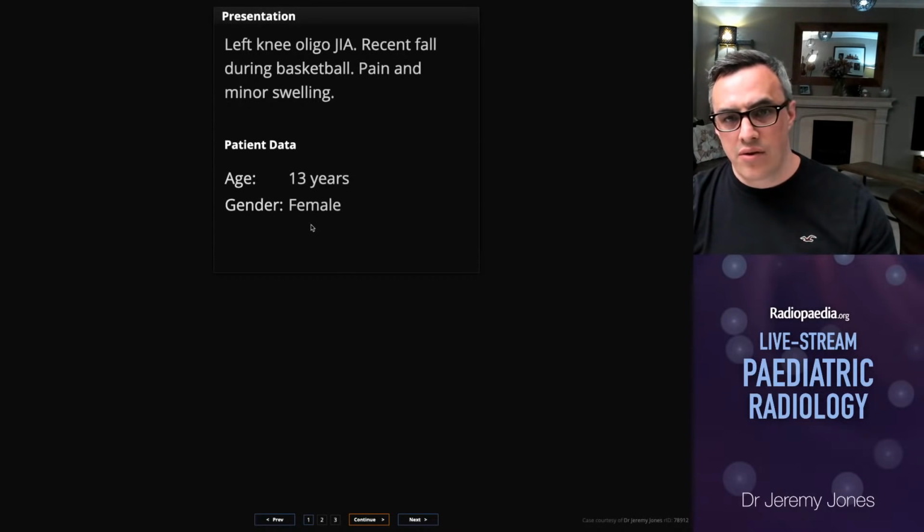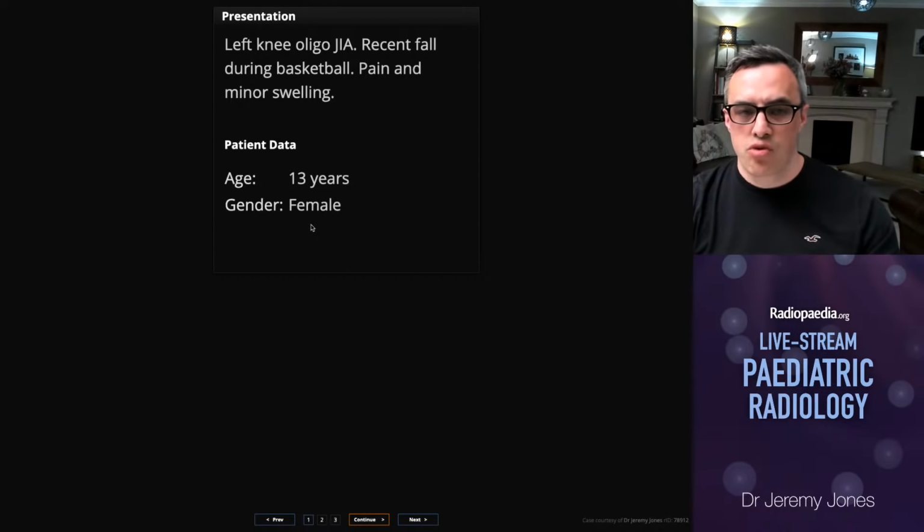So our next case is not actually an orthopedic patient, they're a rheumatology patient. They've got oligo-JIA, so they've got one joint involvement, it's their left knee, and they've got JIA. So they will usually then have had either a joint injection, if it's just a single joint involvement, potentially with some steroids, and then depending on how they've responded to that, they'll then have been put onto some other treatment. So she's had a recent fall in basketball, pain and minor swelling. So is this her JIA? Is this trauma?